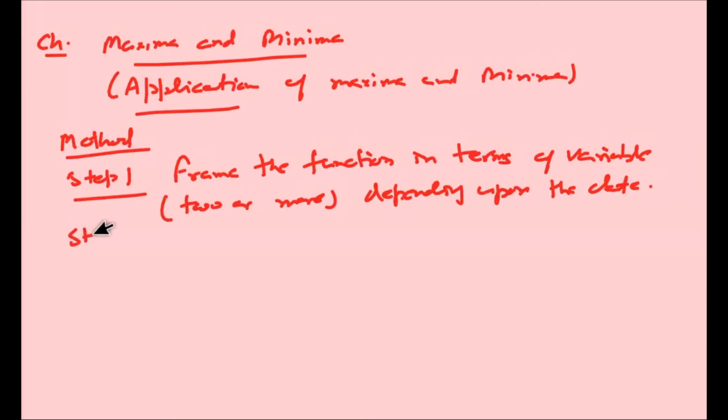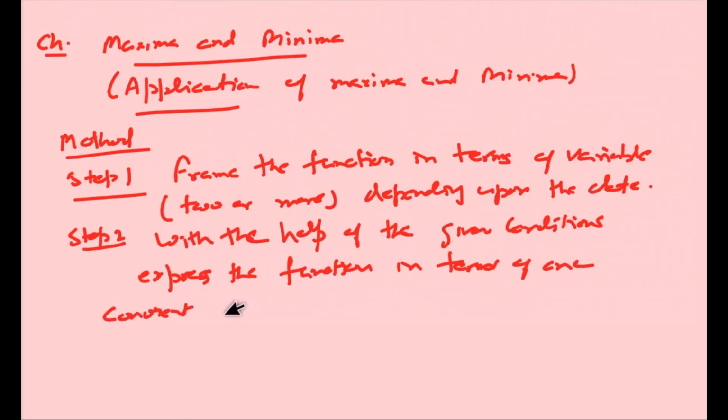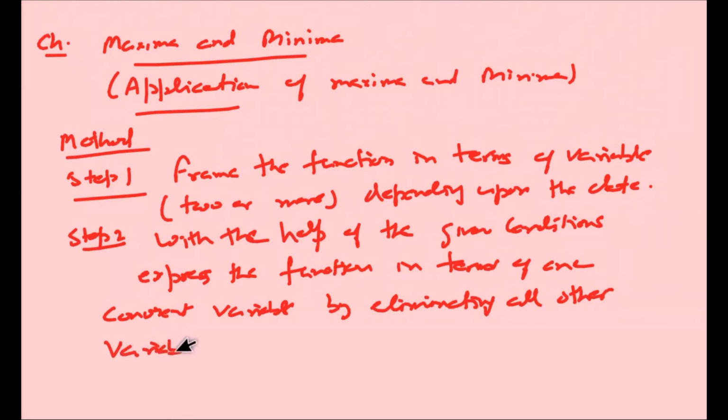And step 2: with the help of the given conditions, express the function in terms of one convenient variable by eliminating all other variables. Now step 3.